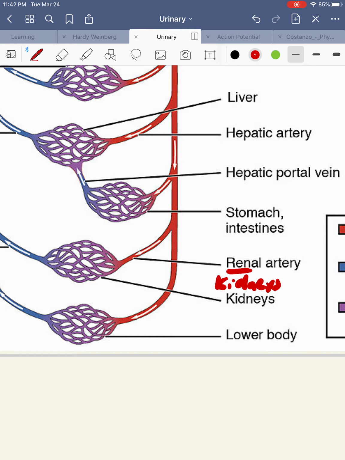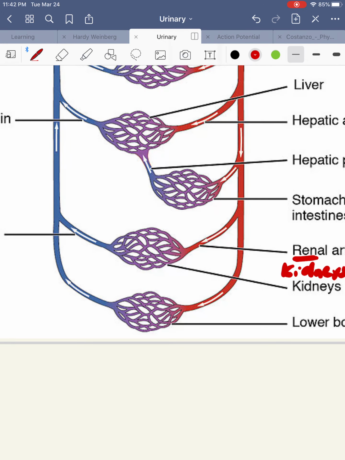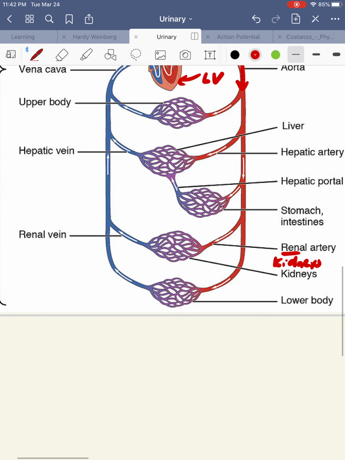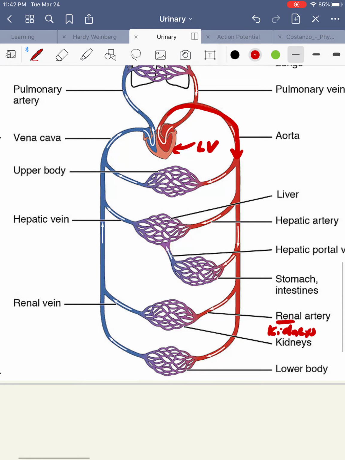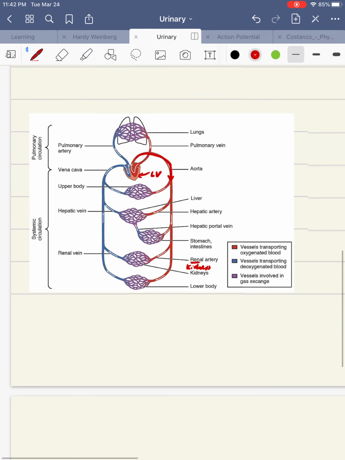Blood's going to go into a bunch of capillary beds, not just one. There's actually multiple capillary beds. And blood will come out of these capillary beds, leaving the kidneys, and enter through the renal vein. Eventually, that blood will go up through the inferior vena cava back to the heart.